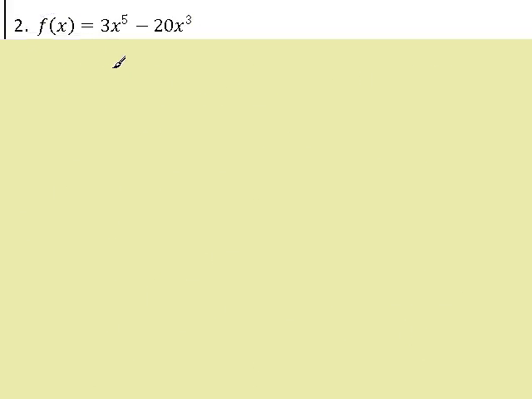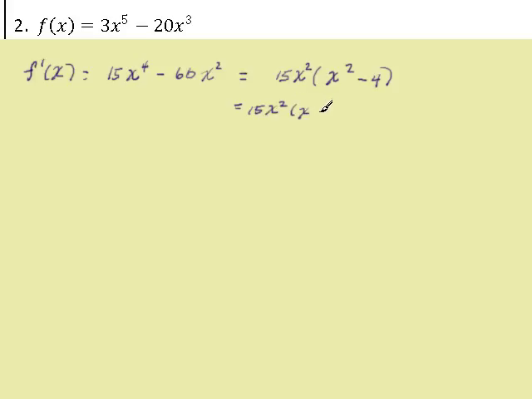All right, here we have f of x is equal to 3x to the fifth minus 20x cubed, and we're going to do a first derivative test. F prime of x is equal to, just take the derivative, 15x to the fourth minus 60x squared. Let's factor this. Let's pull out a 15x squared. And here we have x squared minus 4. All right, continue factoring. We have 15x squared, x plus 2, x minus 2.